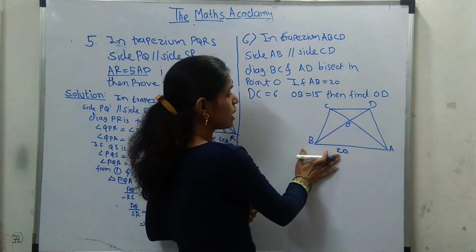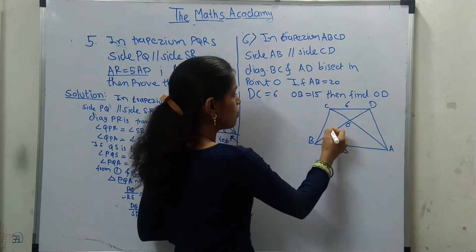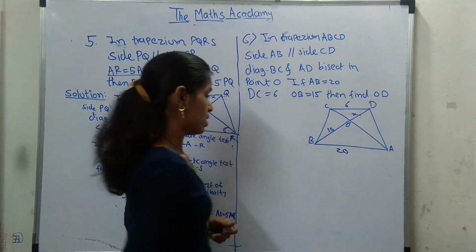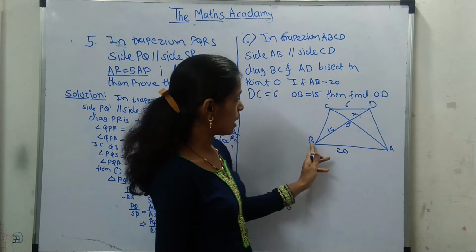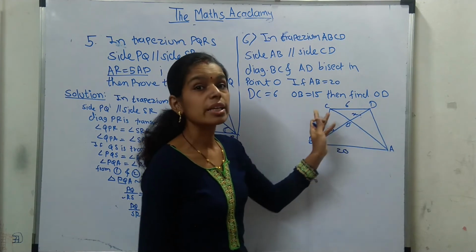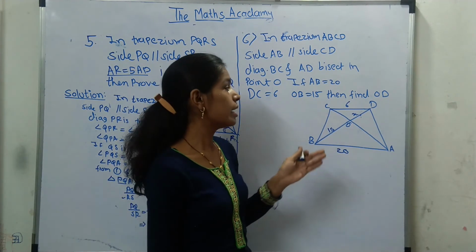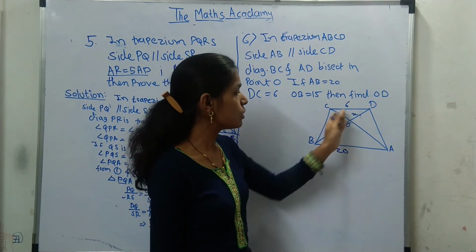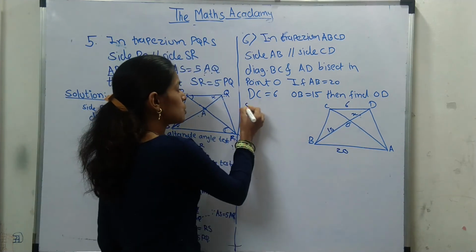See here, you have given AB is equal to 20. CD is equal to 6 you have given. OB is equal to 15 you have given, and OD you have to find. This OD, we will consider OD as X. The same concept we are going to apply. We will show that triangle ABO is similar to triangle CDO by the AA test of similarity. If these two triangles are similar by AA test, then the ratio of their corresponding sides will be equal. Hence by substituting the values here, you will get the value of X. So let's start with the solution.